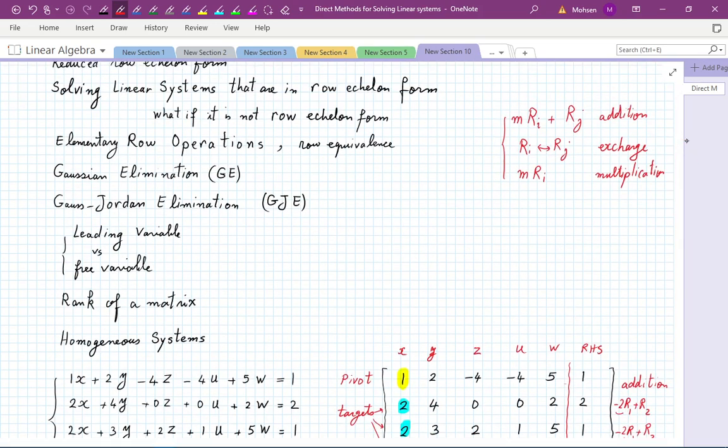Next time we are going to talk about the rank of a matrix, a rank theorem, and we have additional material to talk about in terms of homogeneous systems. But to prevent this from becoming super long, let's postpone that to the next time.